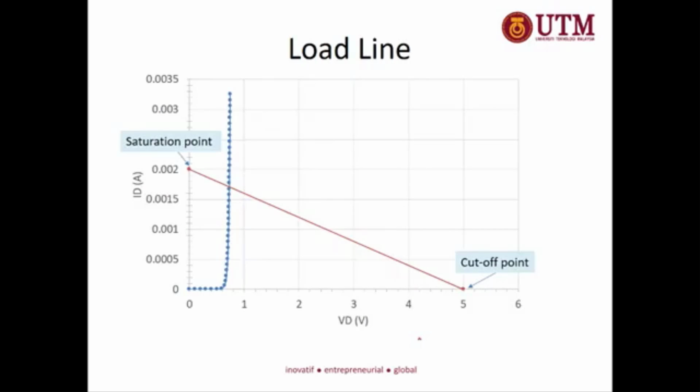Regarding the load line, I want to add additional information. The load line is this red color line. We have 2 points. This point we call the cut-off point. The cut-off point is where the current is 0. And this point is called the saturation point, where we have the maximum current that is allowed in the load line. This is the saturation point, and this is the cut-off point.